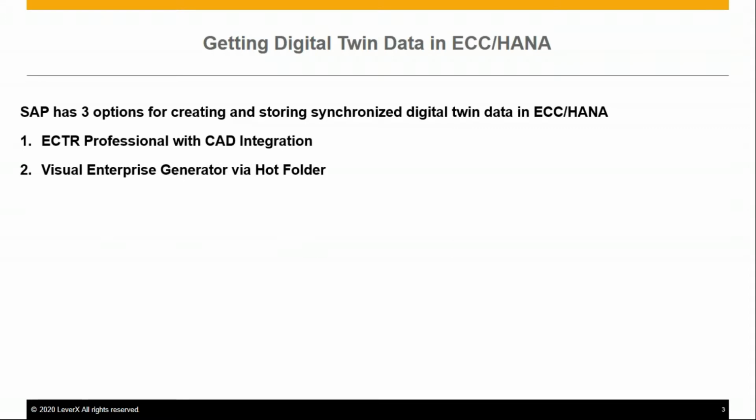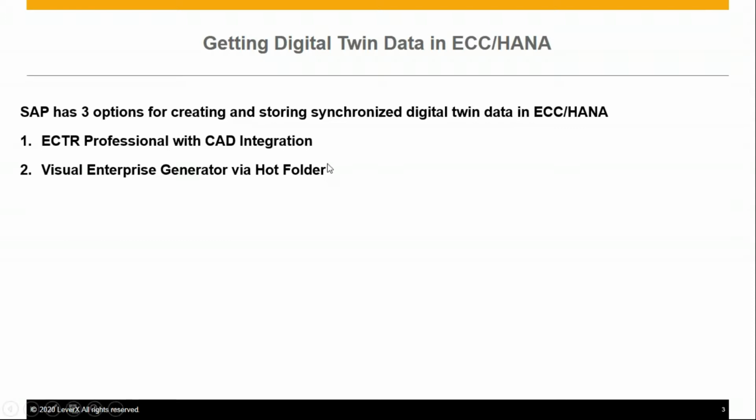Option number 2, which is where we're going to focus most of our time today, Visual Enterprise Generator, another SAP product, via a hot folder. And I'll get into what a hot folder is in a little bit. But this allows for a single direction. It's a push from any PLM system. It can be Siemens Teamcenter, PTC Windchill, Dassault Novia, any PLM system, and it can automate the process of making lightweight digital twin files from your master CAD data fully synchronized with your release process and change control of your existing PLM system.